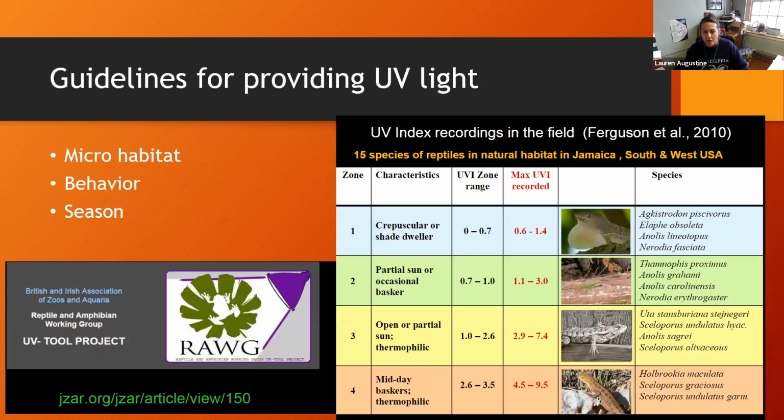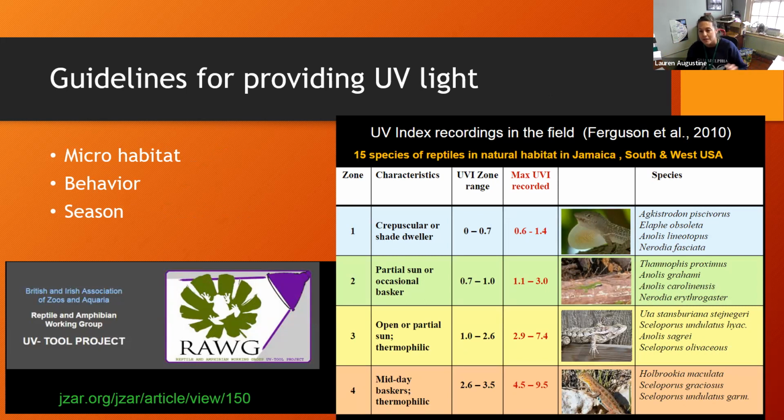So of course, now we take all this information and we want to know the best way to provide it to our taxa. Some of us take care of 1 to 5 species, some of us take care of 5 to 50 species. And so we need to know our animals, and we need to know their microhabitats, their behavior, and their seasonality to ensure that we're providing the proper spectrums at the proper times of year.